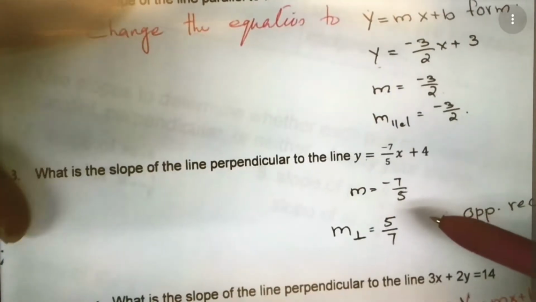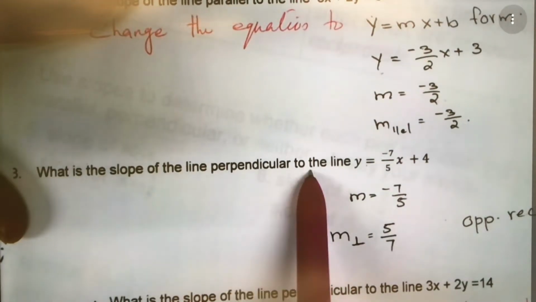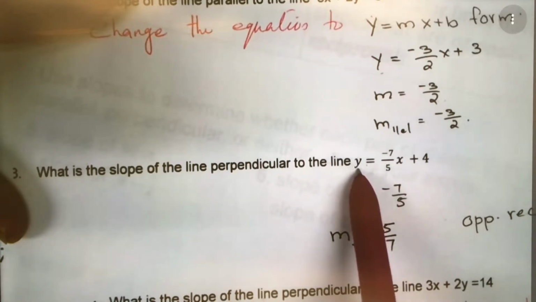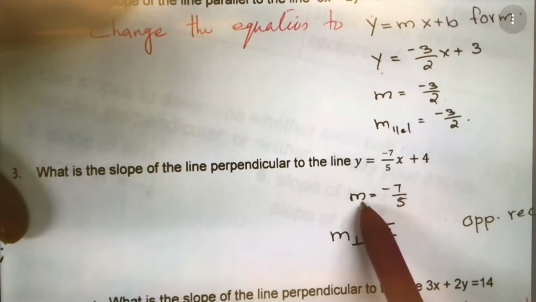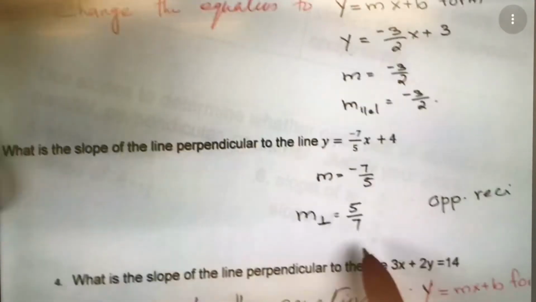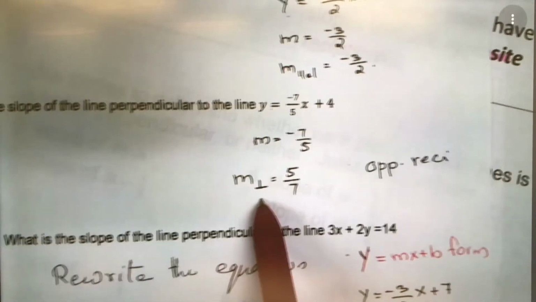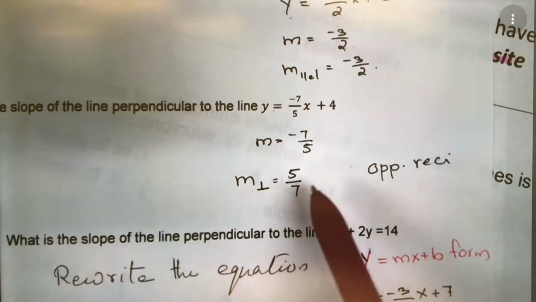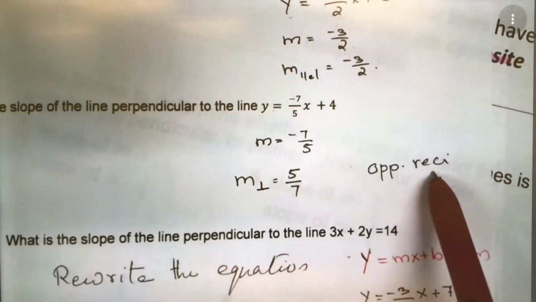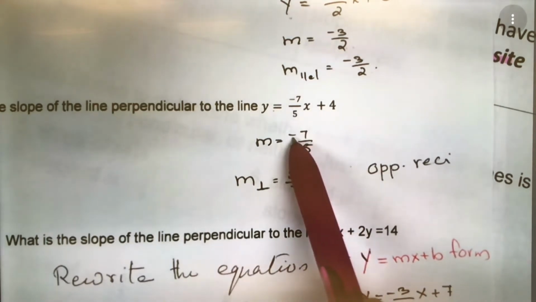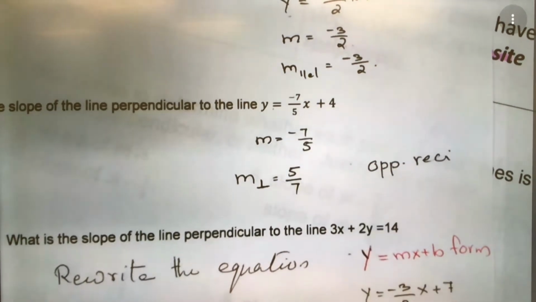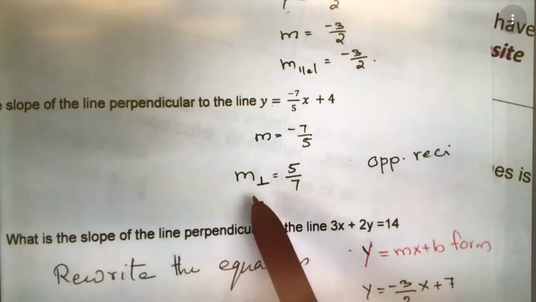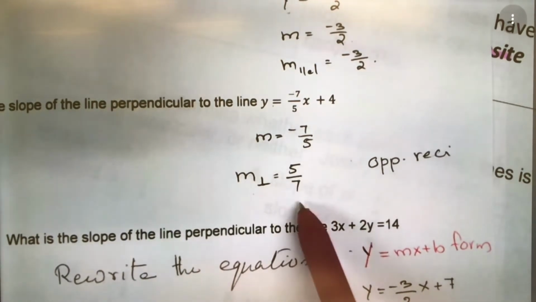The next question is the slope of the line perpendicular to this line. This is already in y equals mx plus b form, so the slope of this line is negative 7 over 5. The slope of the line that is perpendicular to this line is the opposite reciprocal of the slope. This is a negative slope, so the slope of the perpendicular line should be positive and reciprocal. So the slope of the perpendicular line should be 5 over 7.